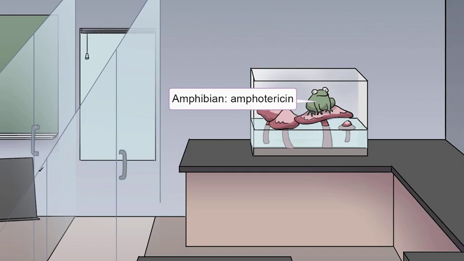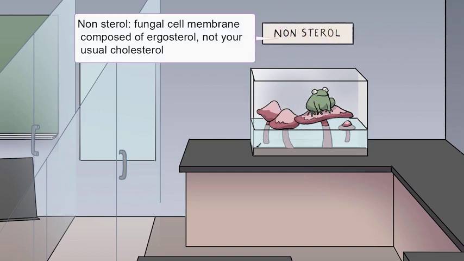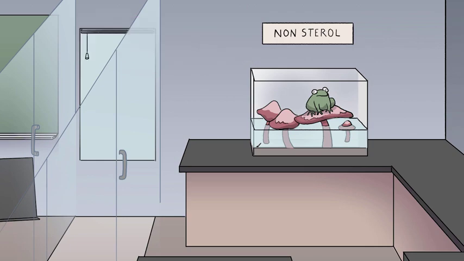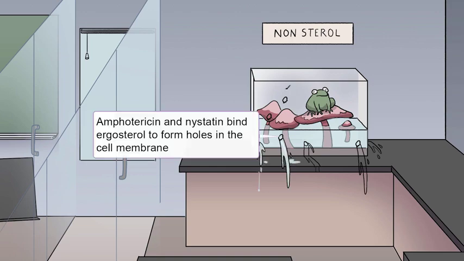This is where amphotericin acts. We'll sketch in this sign on the wall above the terrarium, non-sterol, not only to remind kids to wash their hands after handling amphibians, but that the fungal cell membrane is not your usual sterol. It's comprised of ergosterol instead of cholesterol. Amphotericin binds to ergosterol and forms pores in the cell membrane, allowing leakage of electrolytes and macromolecules and eventually cell death.